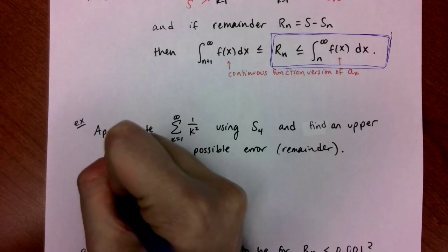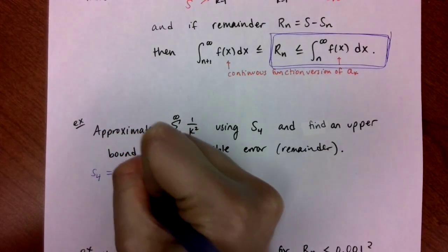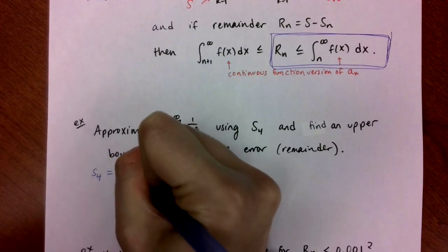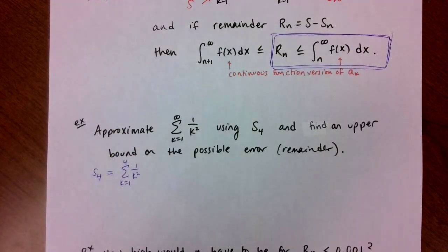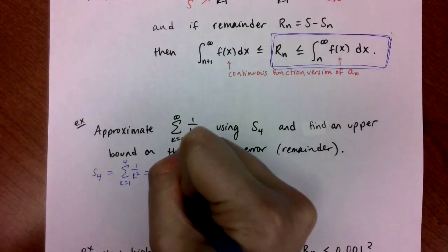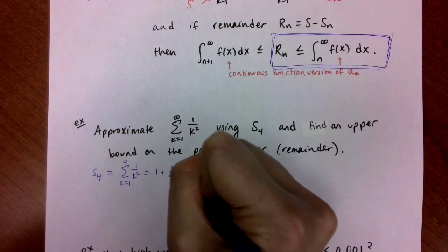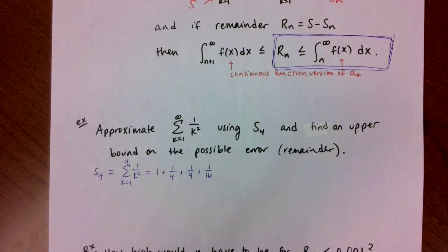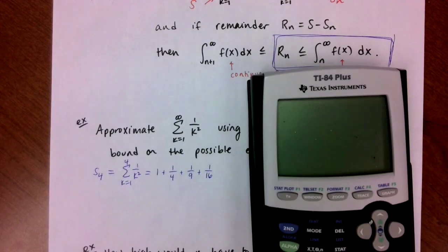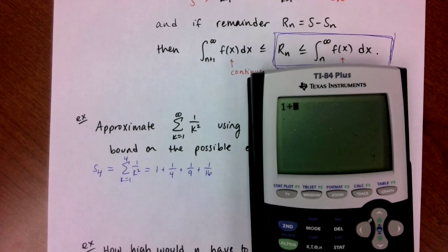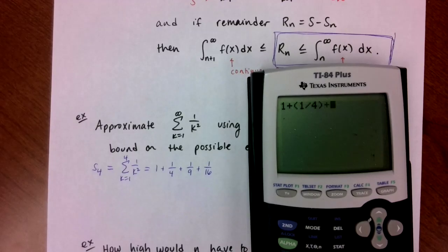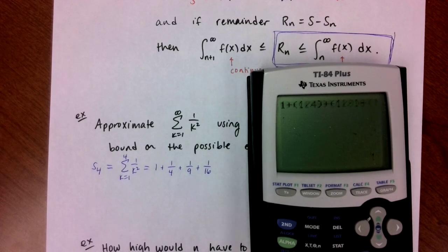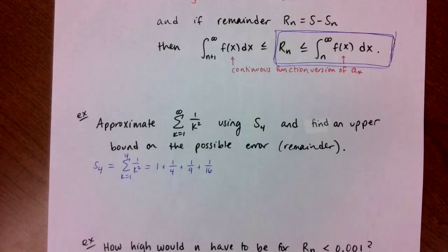So S4 is the sum from k equals 1 to 4 of this series. So it's the sum of the first 4 terms. So we have 1 plus 1 over 2 squared plus 1 over 3 squared plus 1 over 4 squared. Why don't I use a calculator to help me speed this up? This will be 1 plus a fourth plus a ninth plus 1/16. All right, and we get 1.42 and change.